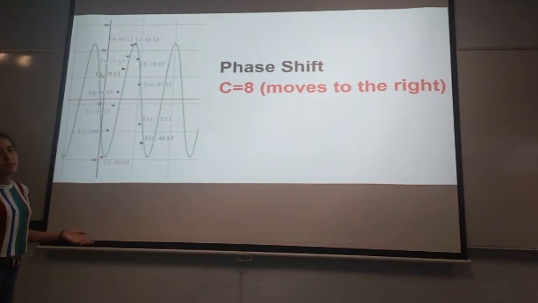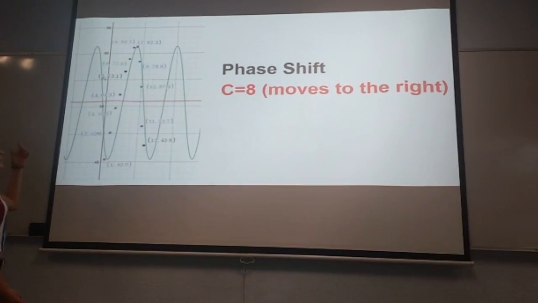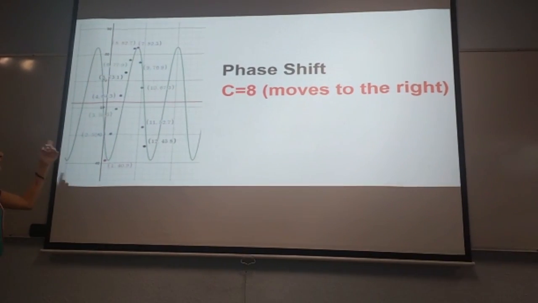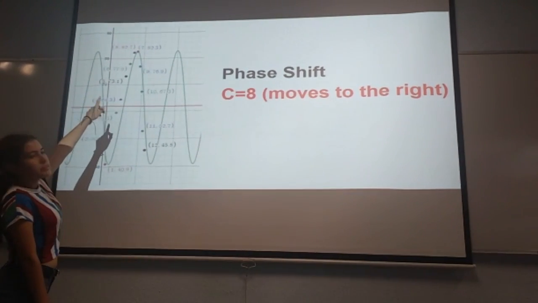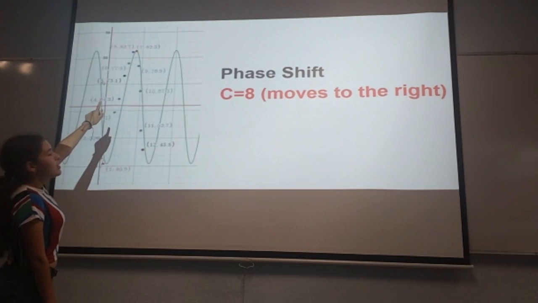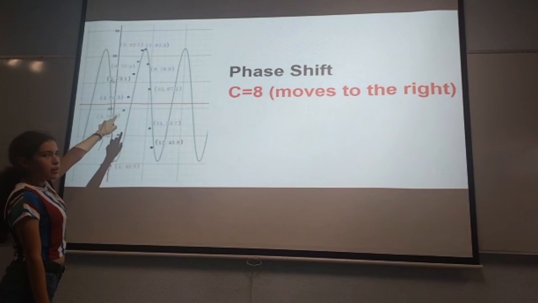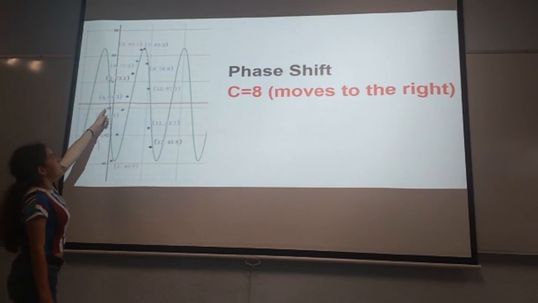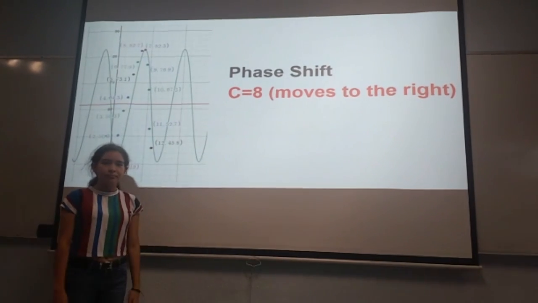The next transformation is the phase shift, which in our formula is the letter C. And the way to find it, since this is a positive cosine function, we are going to check our maximum value, that is the red point there, and see how many units it is from the y-axis. So here we can see that there are 8 units, so the value of C is 8.